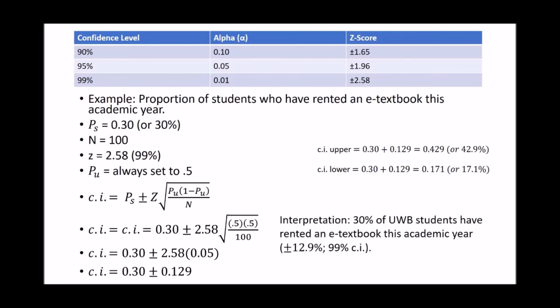So what this is telling us is that 30% of UW students have rented an e-textbook this academic year, plus or minus 12.9%, and that gives us a 99% confidence interval. As you can see, this one is really wide. Essentially, based on my sample, because I want to be 99% confident, our population parameter will range somewhere between 17.1% and 42.9%. Somewhere in that range is the accurate value, and I'm 99% confident of that. If I were to use 95% or 90%, that range would go down quite significantly. So you can play with that a little bit and see what that does for you.